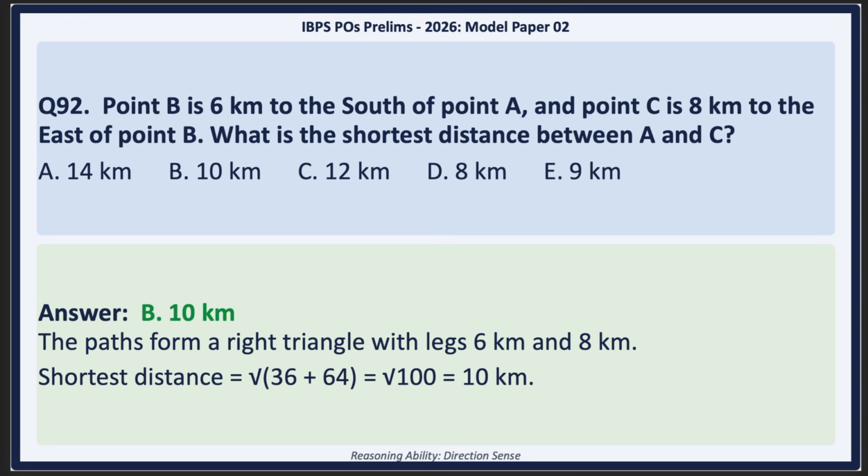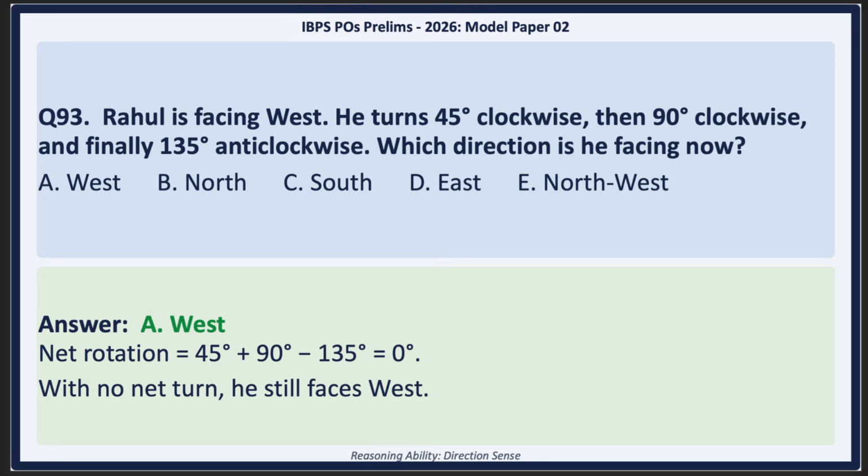Question 93, the last spatial question, introduces rotation. Rahul is facing west. He turns 75 degrees clockwise, then 90 degrees clockwise, and finally 135 degrees anti-clockwise. Which direction is he facing now? I always try to visualize spinning around in an office chair for these. And that is exactly what they want you to do. But mental rotation requires a massive amount of cognitive processing power. It's completely exhausting. So what's the trick?